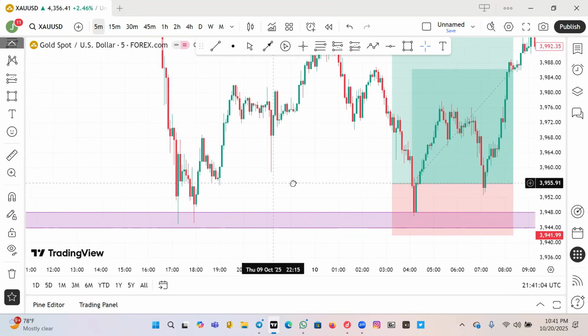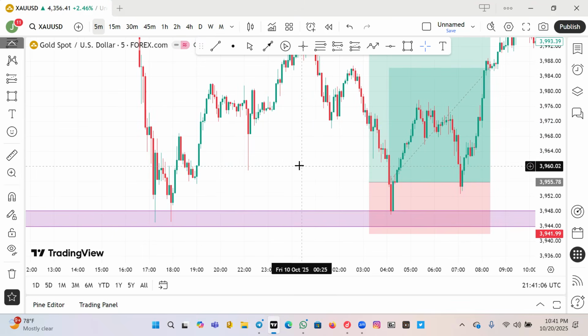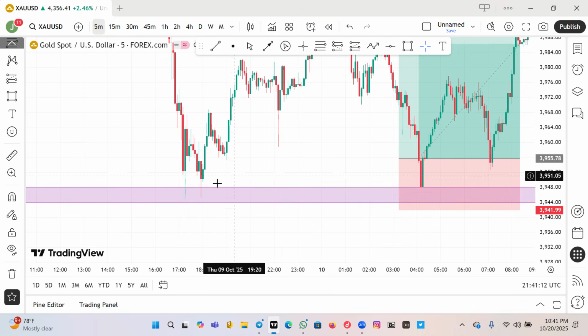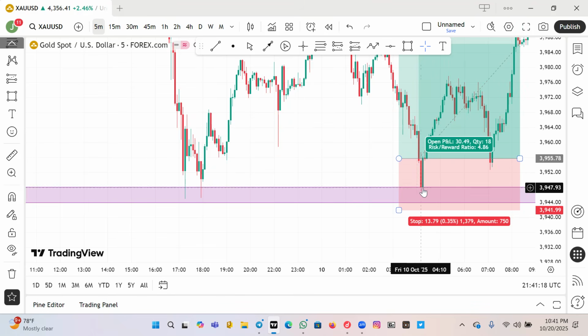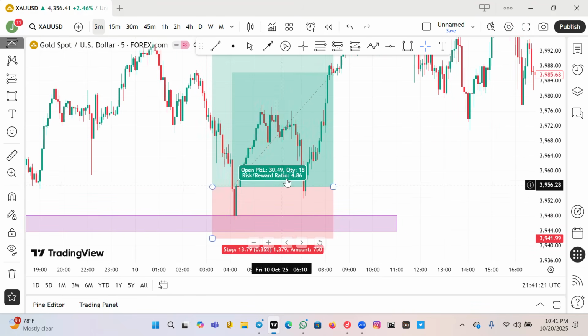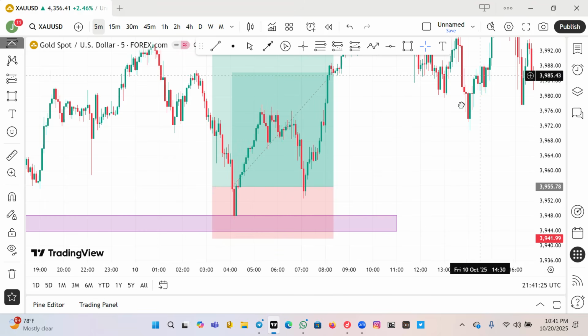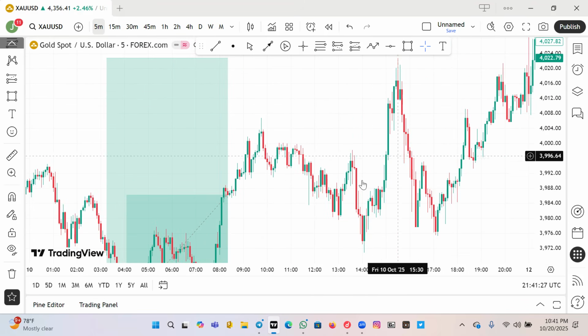So this is how I mark my point of interest, my zone, my area of interest. You see that this market entered into it with the wick. I would not have taken it. It then came back into it with the body, then pushed up to the upside. It never came back again. Pushed up to the upside, and it kept going to the upside.